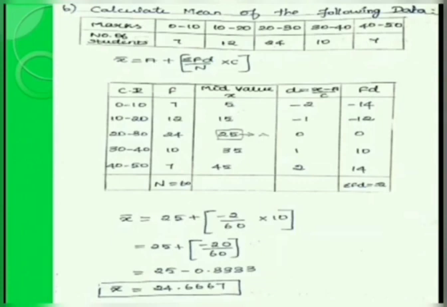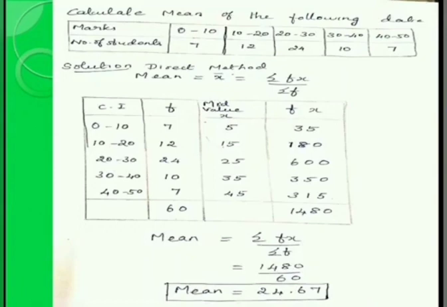So if we solve these terms, you will get 24.667, which is your arithmetic mean for continuous data. In continuous data, we can use a direct method formula, which is X bar is equal to summation fx divided by summation f. Here we are using the discrete data formula. If you use the discrete data formula, we will get the same solution. So you can use either the step deviation method or the direct method.